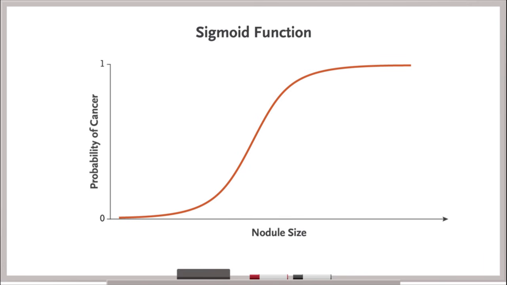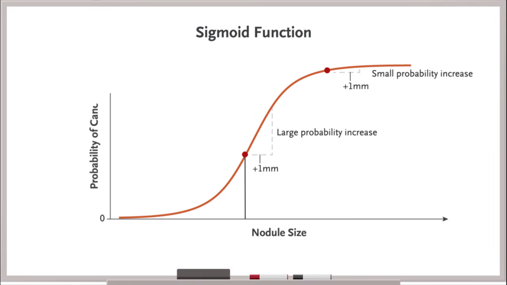And for that, it matters where you start. For a very large lung nodule that has a very high probability of being cancer, each additional 1 millimeter increase in size doesn't change that probability by much. But for values in the middle, a 1 millimeter change in size likely changes that probability by much more.